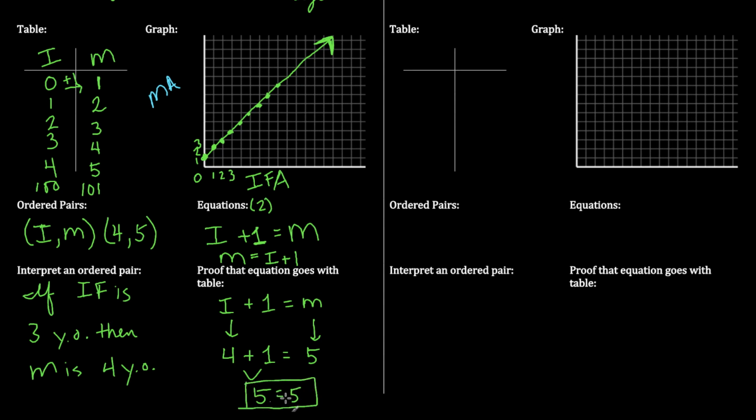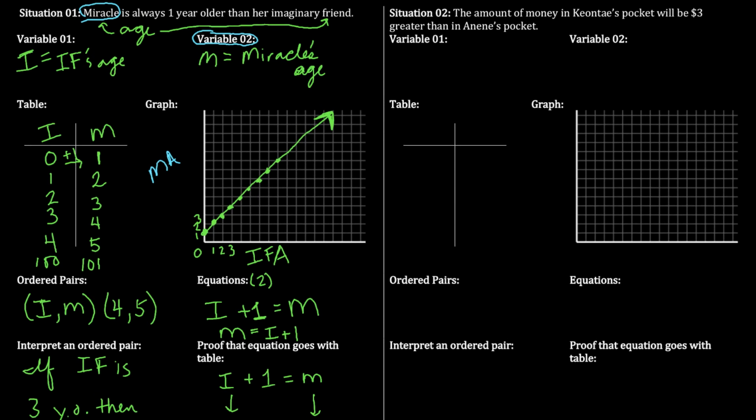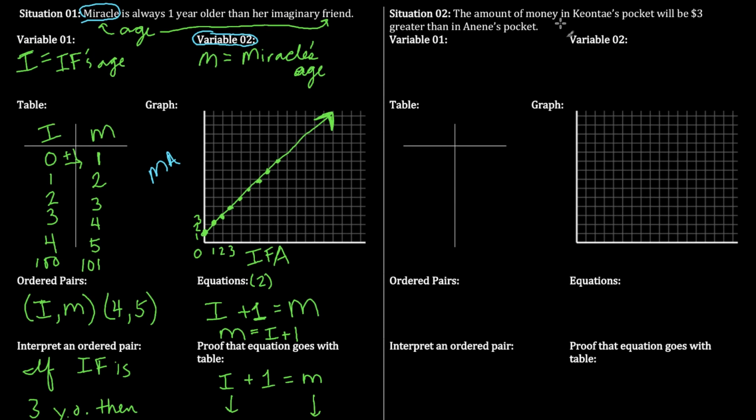I know this is a lot for your first lesson in this, but I know you can do it and you'll be better for it. So let's look at the next example. So the amount of money in Keontae's pocket will be $3 greater than in Nene's pocket.